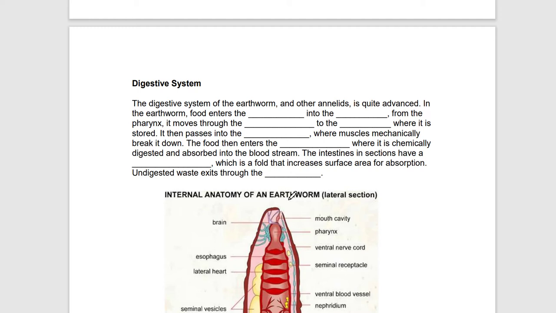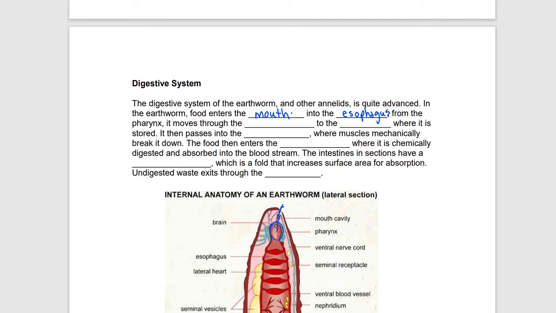Now, the digestive system is fairly elaborate. So we're going to start to see the development of specialized organs all throughout. In the earthworm, food enters the mouth, and then it goes into the esophagus, just like us. So here you can see the mouth, right? And food enters through here.